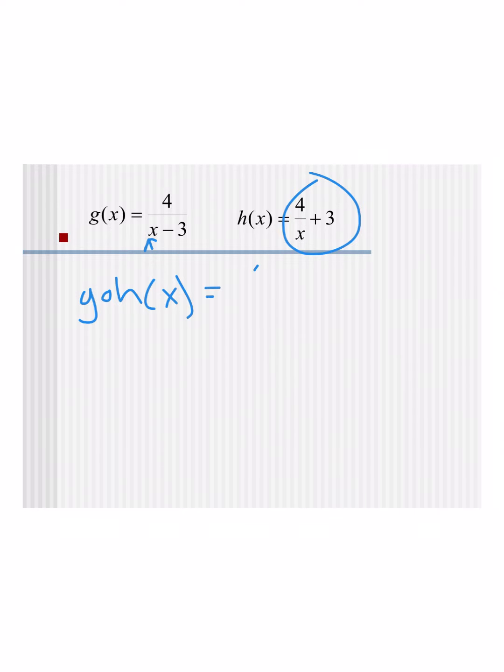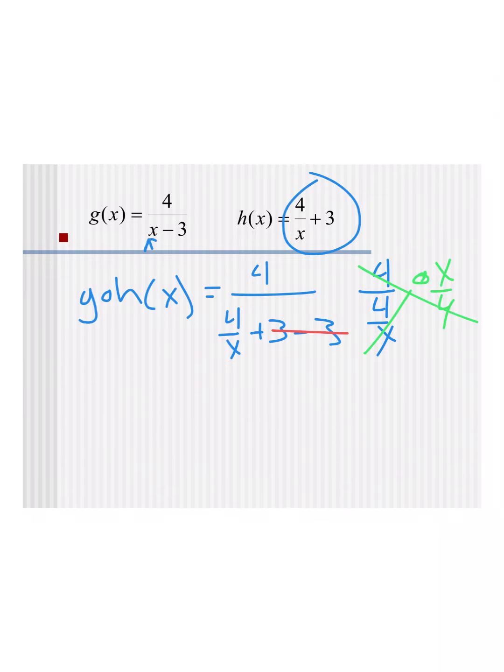All right, so we have 4 divided by 4 over x plus 3, minus 3. Conveniently, these 3's are going to cancel out. So now I have 4 over x. And you guys might remember that dividing by a fraction is the same as multiplying by the reciprocal. So I'm going to cross it off and multiply by x over 4. My 4's will then cancel, and I'm left with a final expression of x.